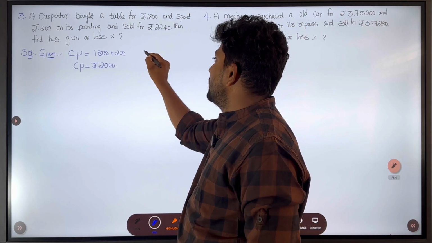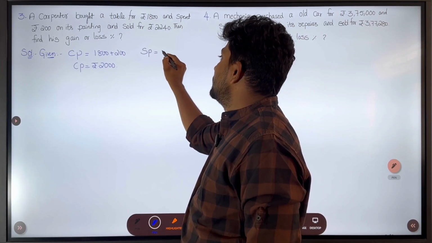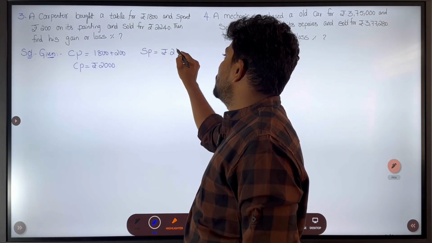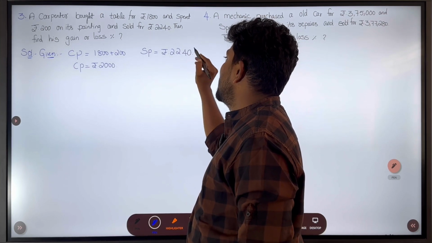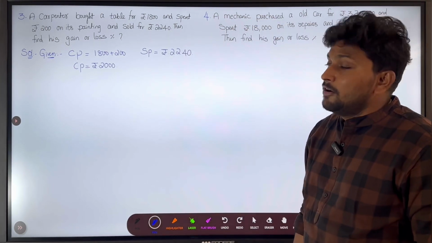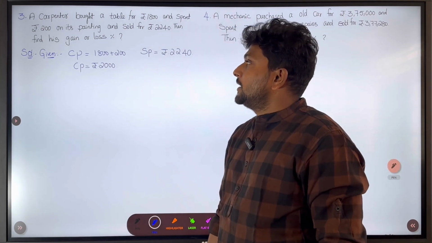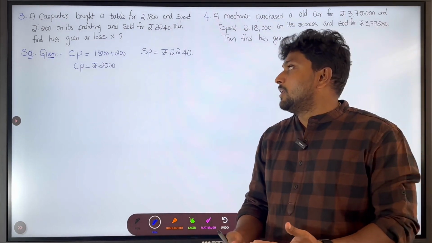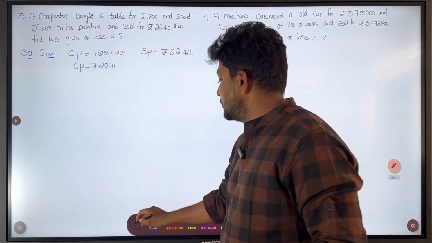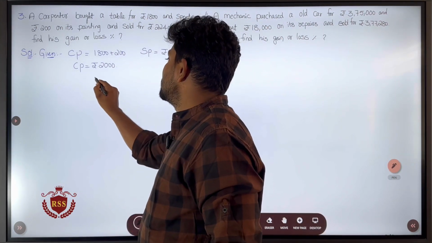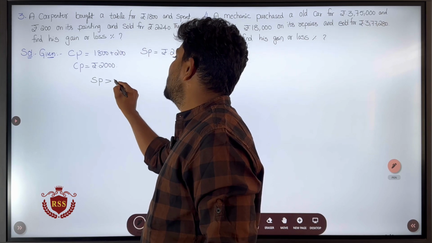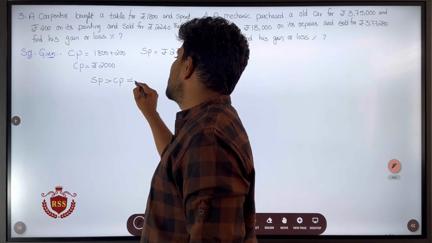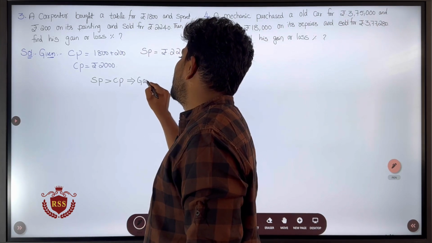And sold for how much? He is selling for rupees 2240. They have sold for rupees 2240. Then we need to find his gain or loss percentage. Compare this. So clearly we are getting gain, because selling price is more than cost price, which gives rise to gain or profit.